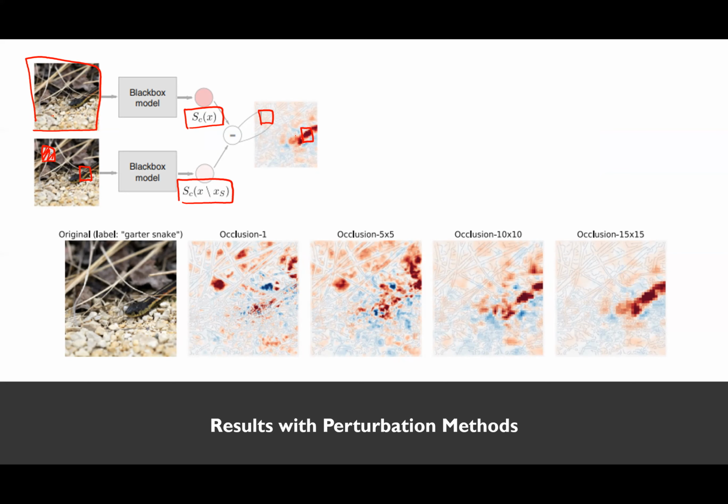In that sense, we have occlusion of 1 pixel, 5 by 5 area, 10 by 10 area, or 15 by 15 area. If we fill only a pixel, the wrong areas are detected, but if we go to 10 by 10, the area is close to the cartoon snake. If we go to 15 by 15, then this area is close to where the cartoon snake is.